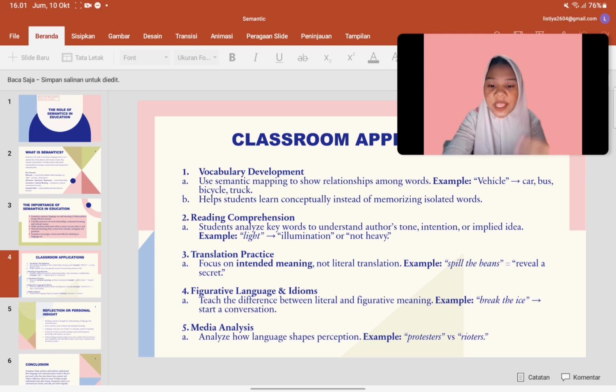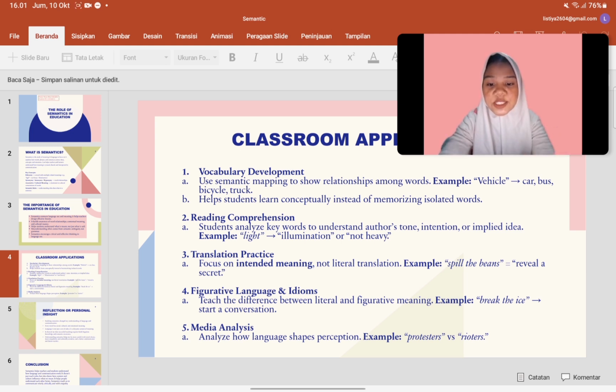And two, reading comprehension. Students can analyze keywords to identify the author's tone, intentions, or implied ideas. For example, understanding whether light means brightness or white can change the meaning of the text.